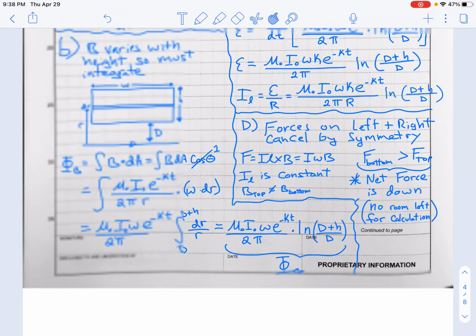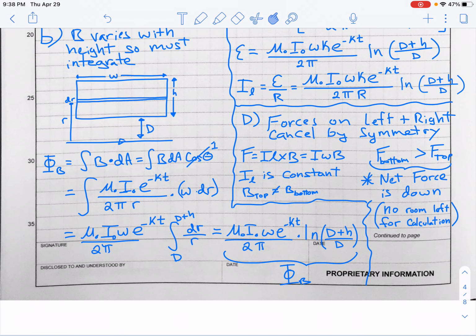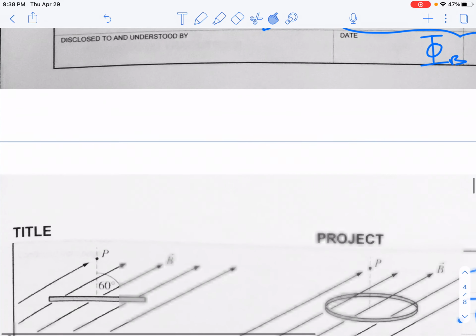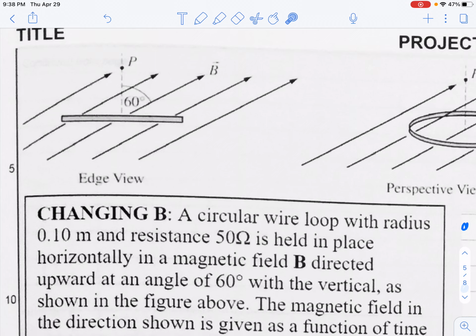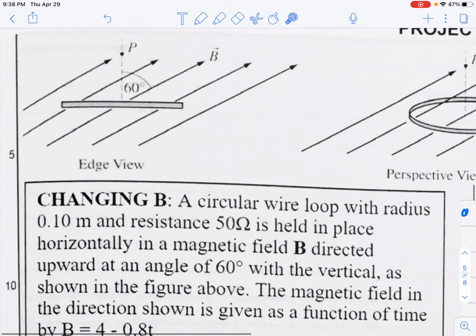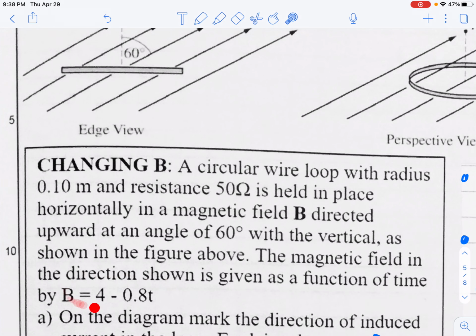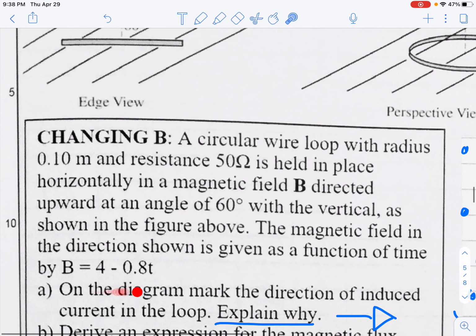All right. Next example also deals with a changing magnetic field. And what do we have with this example? This time we have a loop which is at an angle to the magnetic field, but that angle is going to be constant. They tell us some information, the radius, the resistance, the angle, and then they give us the magnetic field as a function of time. What is this doing? It's getting smaller because this term's negative, right? So first question, on the diagram, mark the direction of the induced current in the loop.